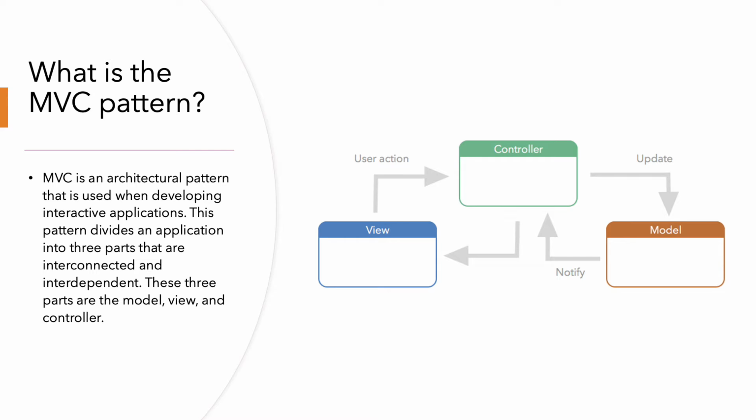So, what is an MVC design pattern? MVC stands for Model View Controller. This design pattern is a common architectural pattern that is used to create and design user interfaces, as well as the structure of an application. This pattern divides an application into three parts that are interconnected and depend on each other. Those three parts are the model, the view, and the controller.